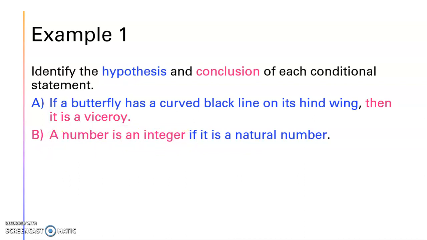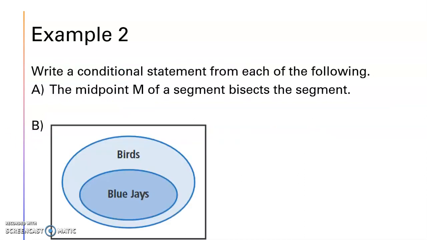Okay, let's take a look at another example. In this one, we're going to take sentences like part B that aren't exactly written as conditional statements and turn them into the format that we need. Example 2 asks us to write conditional statements for each of the following things that they've given us. In part A, it says the midpoint M of a segment bisects the segment. And in part B, it gives us that Venn diagram with birds and blue jays. So do your best to write these as conditional statements and then press play to check your answers.